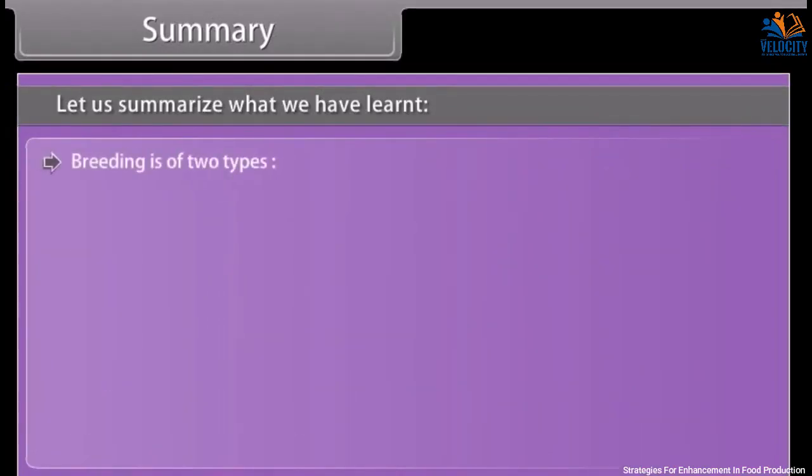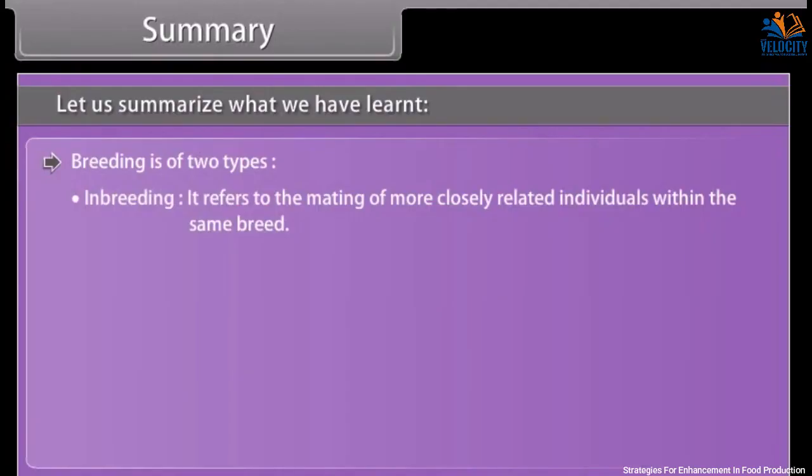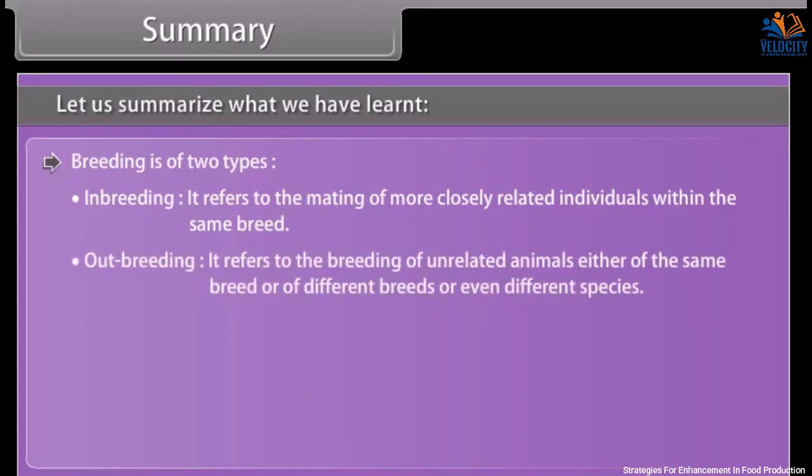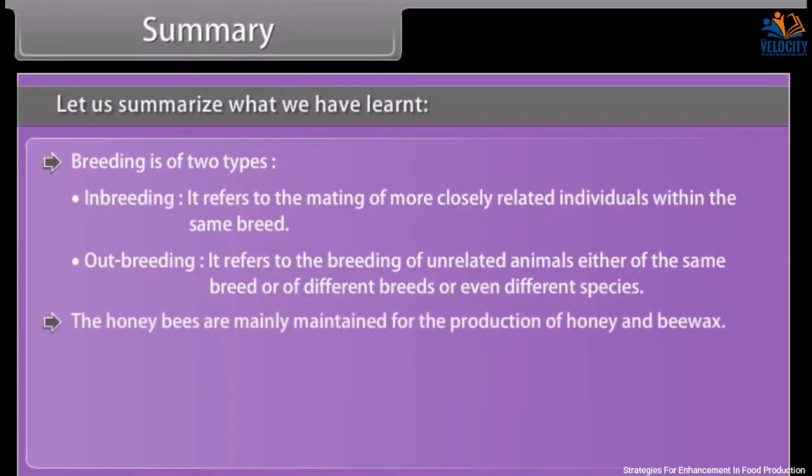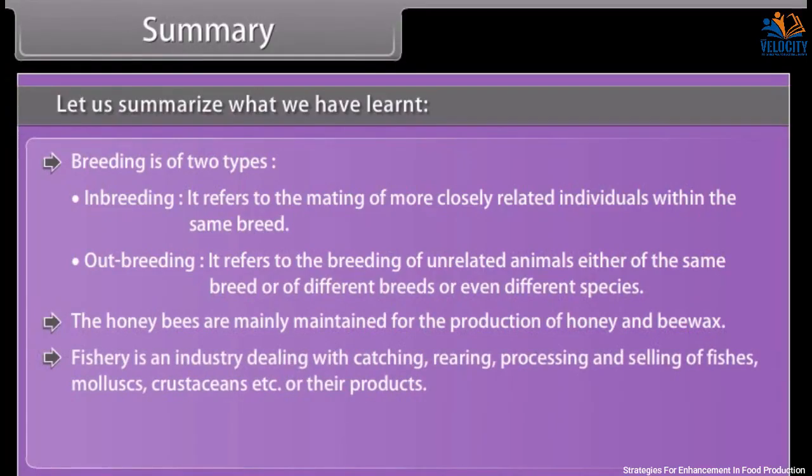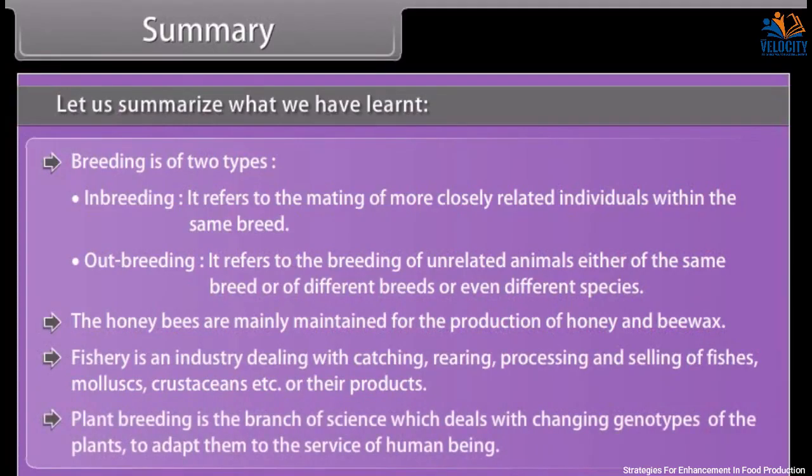Breeding is of two types. Inbreeding: it refers to the mating of more closely related individuals within the same breed. Outbreeding: it refers to the breeding of unrelated animals, either of the same breed or of different breeds or even different species. The honeybees are mainly maintained for the production of honey and bee wax. Fishery is an industry dealing with catching, rearing, processing and selling of fishes, mollusks, crustaceans, etc. or their products. Plant breeding is the branch of science which deals with changing genotypes of the plants to adapt them to the service of human beings.